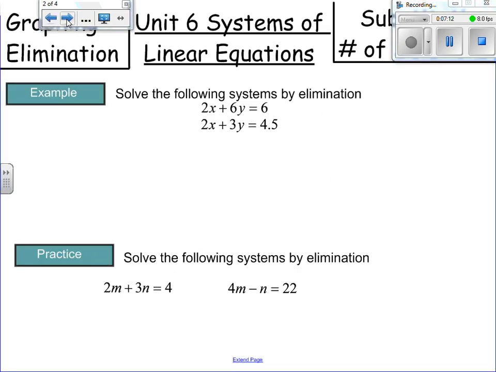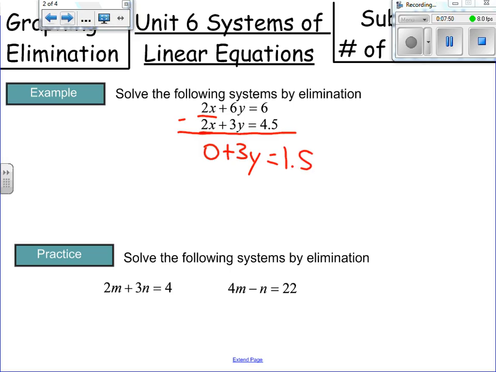Solve the following equations by elimination. 2x, 2x. They're already the same, so we're already happy. We don't have to do anything but just subtract the equations. Minus sign, big equals sign underneath them. What's 2x minus 2x? What's 6y minus 3y? 3y. What's 6 minus 4.5? 1.5.